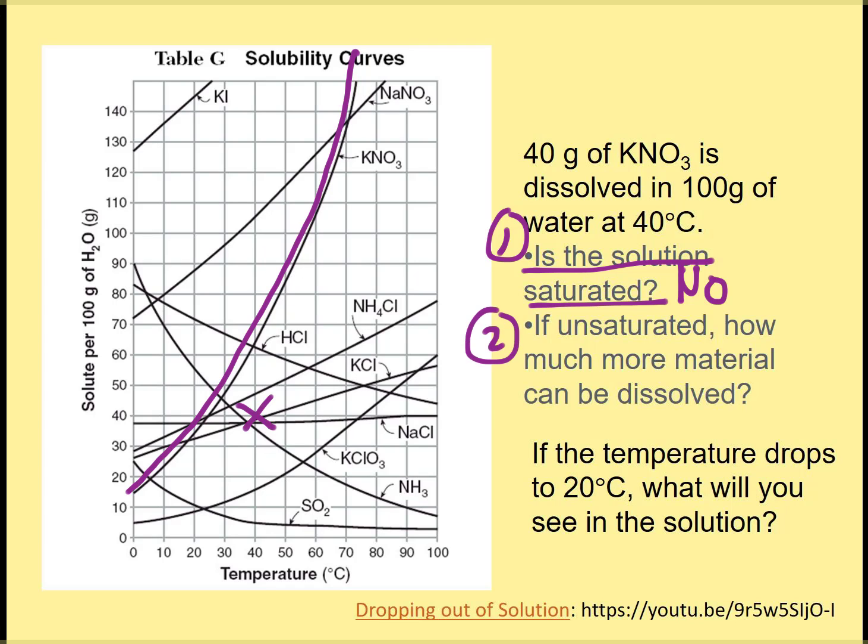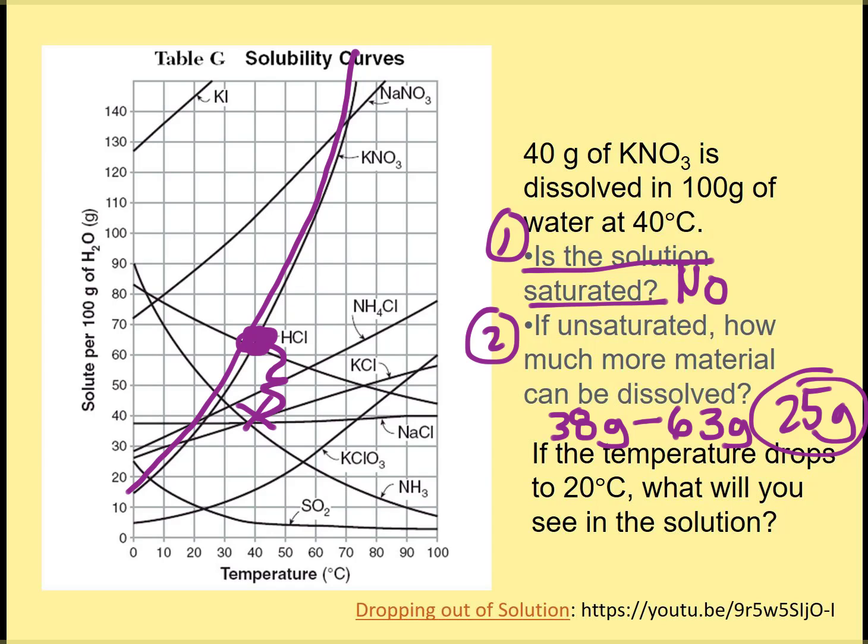Second, if it is unsaturated, how much more material can be dissolved? So I'm going to have to do a little bit of math. I'm going to go from here to here. So let's see, it looks like I have about 38 grams. And to get it to be saturated, it needs to get up to 63 grams. So if we take that difference, if it's unsaturated, I can add 25 more grams, and that will take it up to the saturated line. So then I would be right here on that chart.